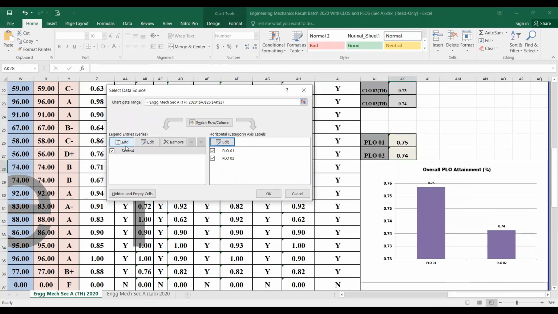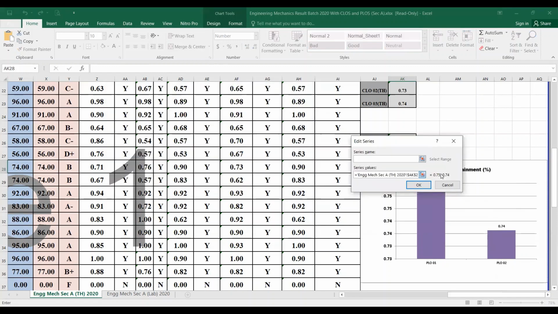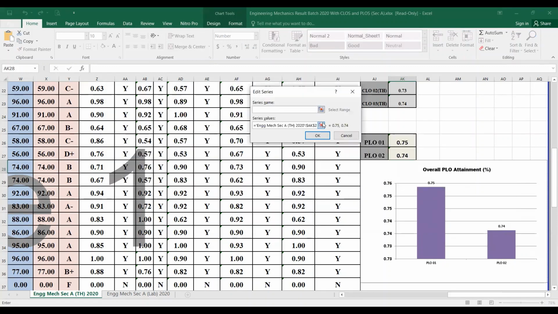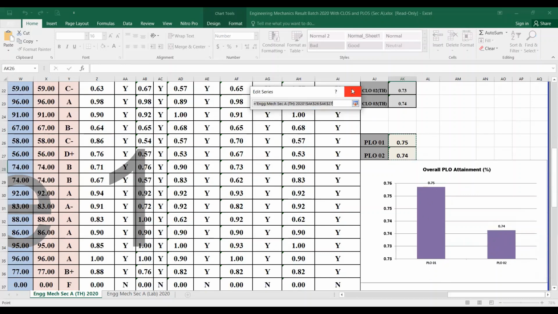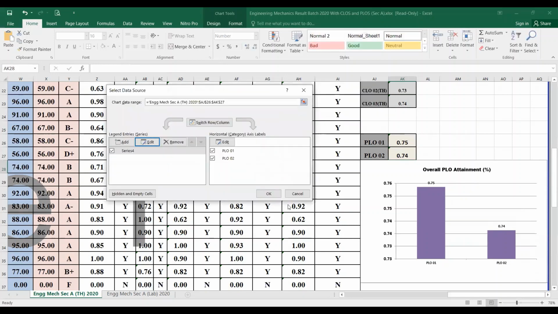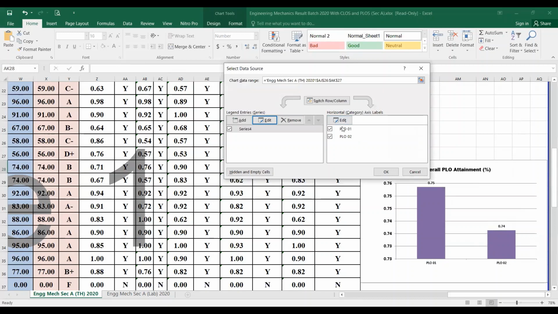Here is PLO1 and PLO2. And if you can see the marks here, let me check edit. I can write down the series name, overall PLO attainment in percentage, and series values, obviously this one. These are the values that come on the y-axis and then the x-axis. So this is the way you can make this graph. Is it visible to all of you?